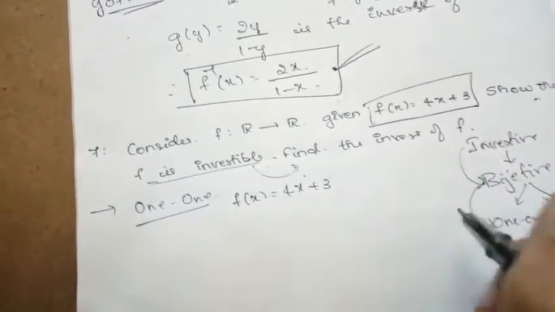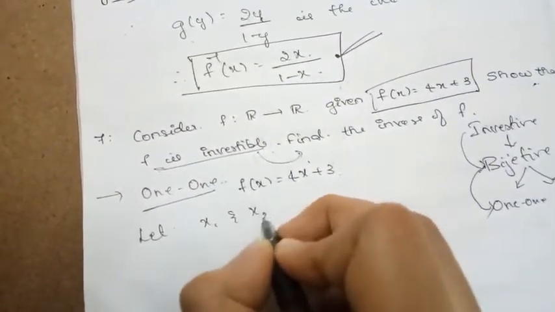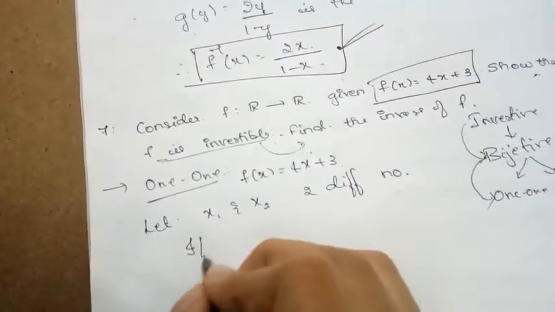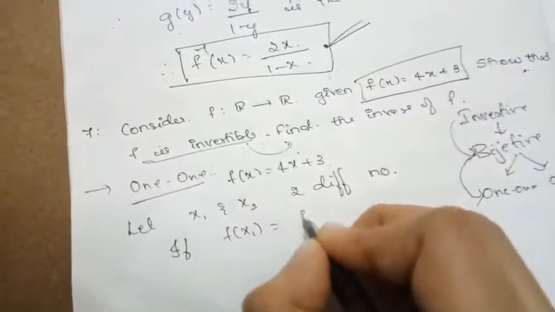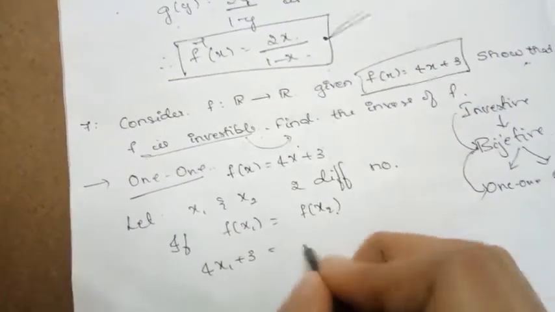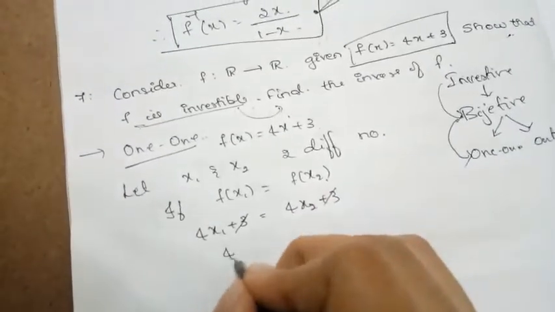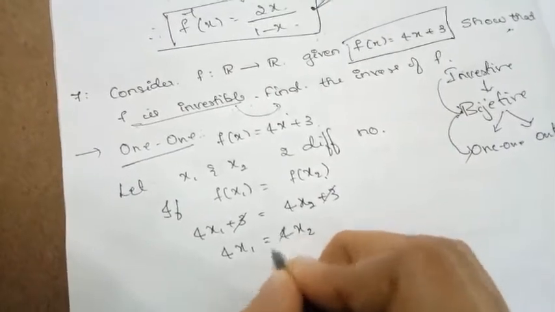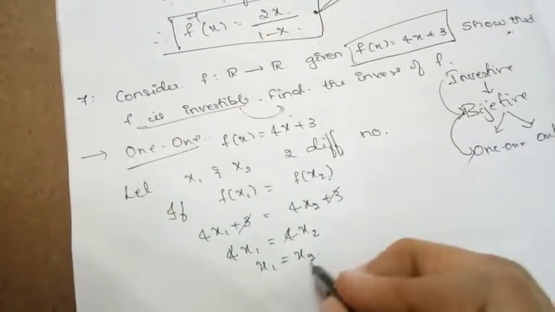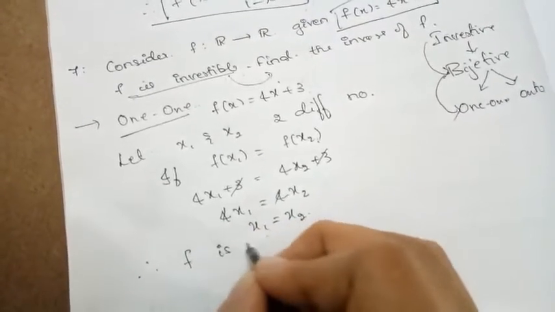So to say the function is one-one, we use our general method. Let x1 and x2 be two different numbers. If f of x1 is equal to f of x2, what is f of x1? 4x1 plus 3. What is f of x2? 4x2 plus 3. The plus 3 and plus 3 cancel. 4x1 is equal to 4x2. The 4 cancels, and we get x1 is equal to x2. So if f of x1 is equal to f of x2, then x1 is equal to x2, which means the function f is a one-one function.